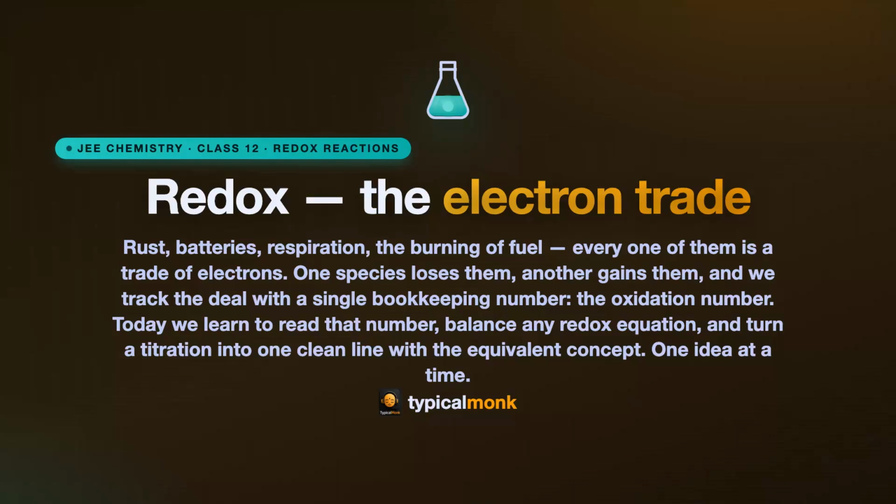Rust on iron, the current from a battery, respiration in your cells, the budding of a feud. Every one of these is the very same thing underneath, a trade of electrons. One species loses electrons, another gains them, and we keep track of the whole deal with a single bookkeeping number, the oxidation number. Today, we learn to read that number, to balance any redox equation cleanly, and to turn a titration into one single line using the equivalent concept, which JEE loves, one idea at a time.